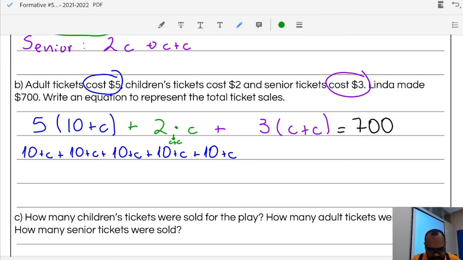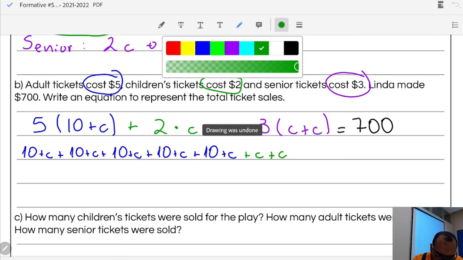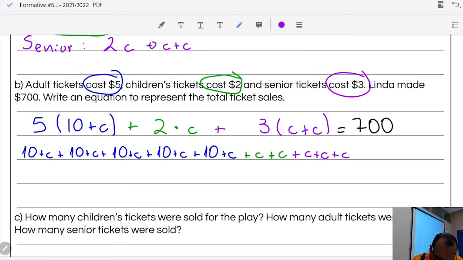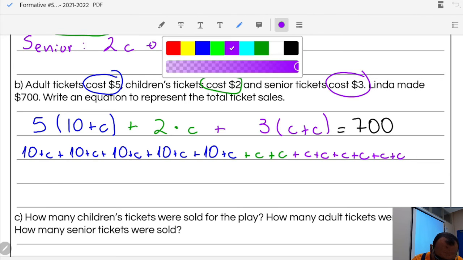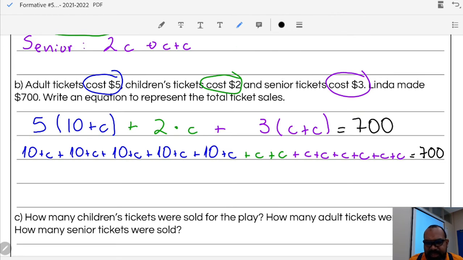Erased here. 2 times C, we know it is C plus C. Great, the cost is 2 here. Now the last one. How many C plus C do I have? I have here 3's. Let's write it down here: 1, 2, 3, equals 700. Let's right now write this as an equation.